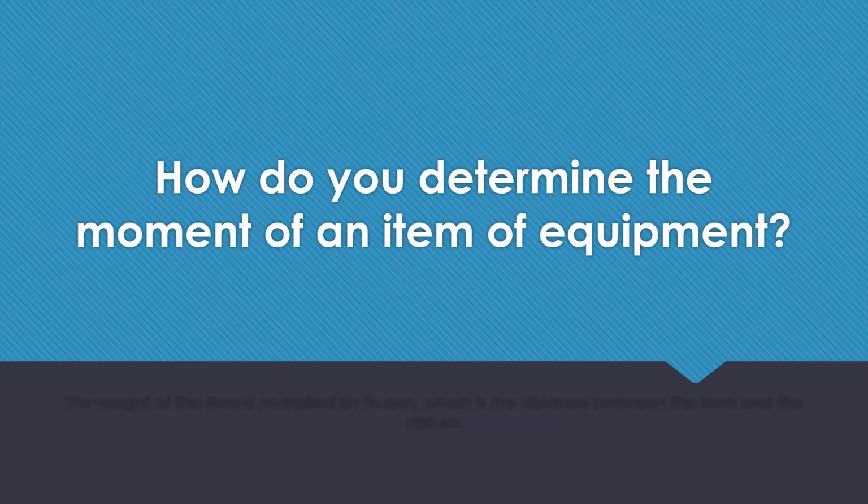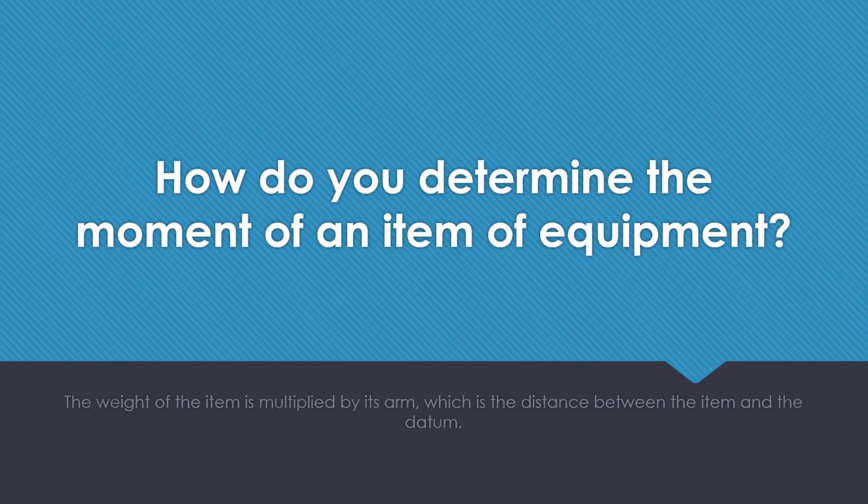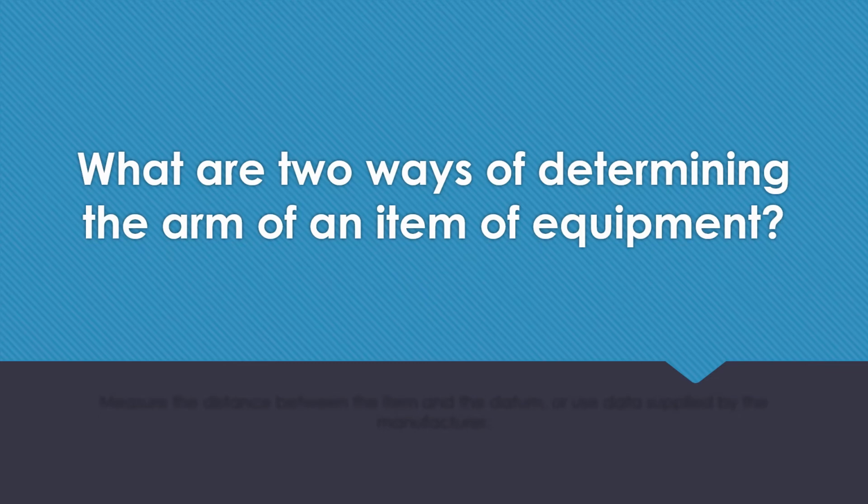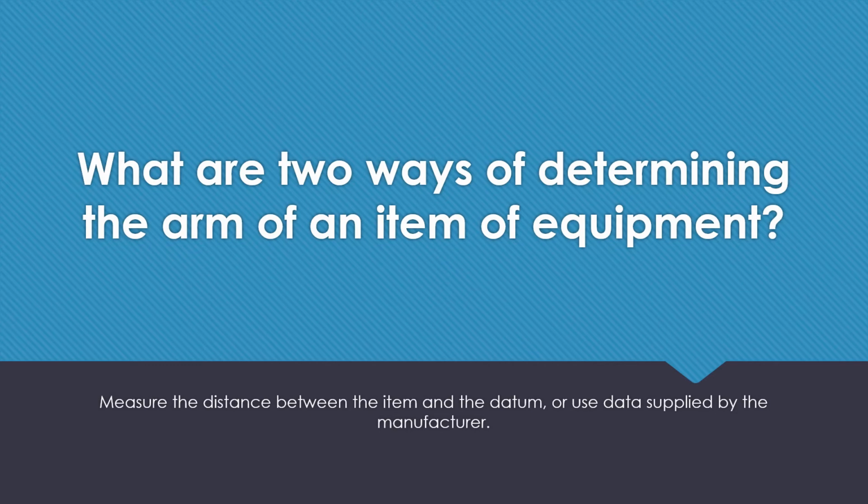How do you determine the moment of an item of equipment? The weight of the item is multiplied by its arm, which is the distance between the item and the datum. What are two ways of determining the arm of an item of equipment? Measure the distance between the item and the datum, or use data supplied by the manufacturer.